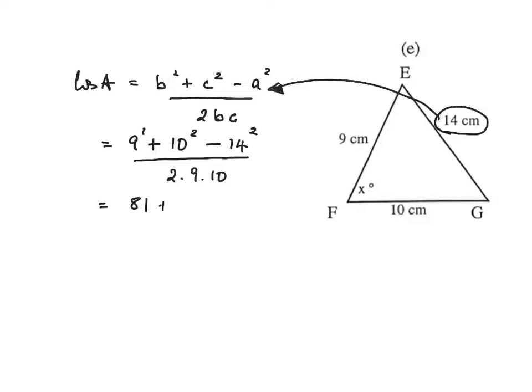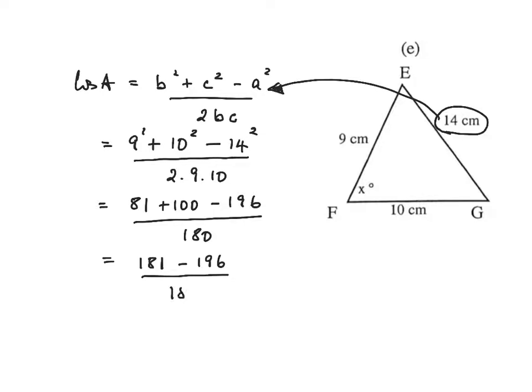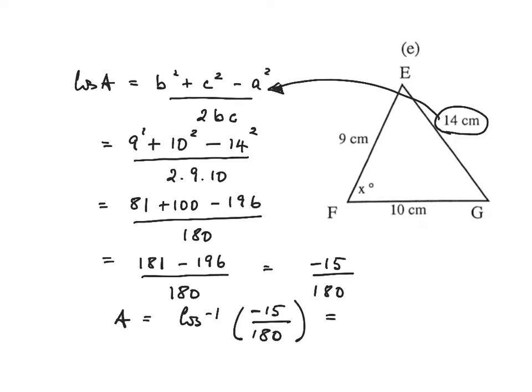That's 81 plus 100 minus 196. 2 9s are 18 times 10 is 180. And A then, well, that gives us what? Minus 15 over 180. So A is cos to the minus 1 of minus 15 over 180, and that equals 94.8 degrees.